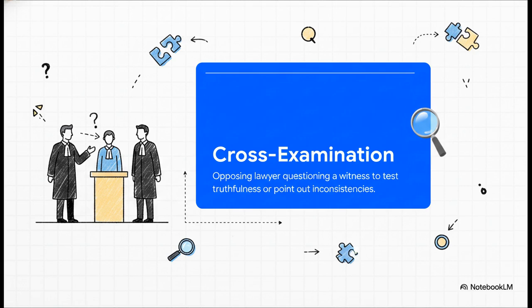Next, we've got cross-examination. You definitely saw this pop up in both the criminal and civil timelines. It's the act of an opposing lawyer questioning a witness. Basically, when one side brings a witness up to the stand to tell their story, the opposing side gets to test that story. They use cross-examination to poke holes, test truthfulness, or point out glaring inconsistencies. Honestly, it's one of the best tools the legal system has for getting to the real truth.